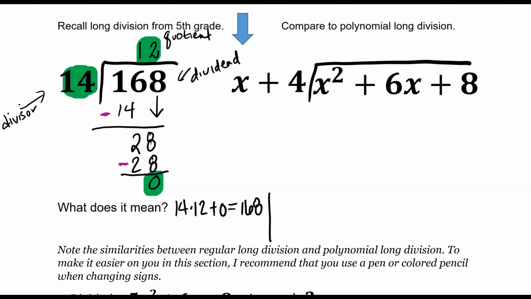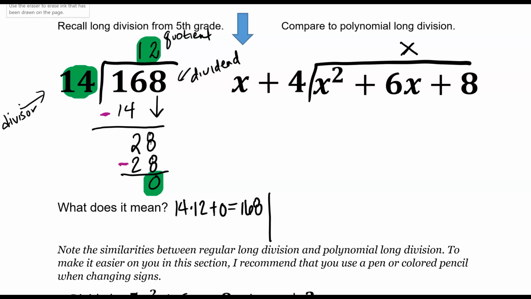We're going to put the x above its similar term. What I mean about that is this is x to the first power. This is 6x to the first power. So I'm going to put the x above its like term. So I wouldn't put it above x squared because they're not like terms.